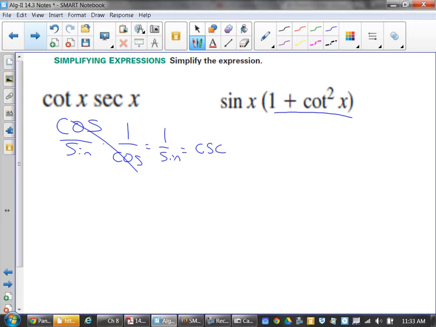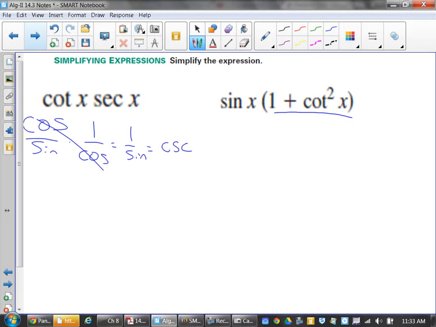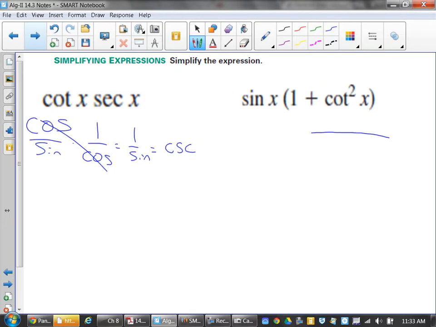Sine of x times the quantity 1 plus cotangent squared. What would 1 plus cotangent squared stand for? So you get sine of x times cosecant squared? Yeah. Wait, how'd you get that? Because 1 plus cotangent squared is cosecant squared. Oh, okay, gotcha. Yeah, you're going to have to learn those.